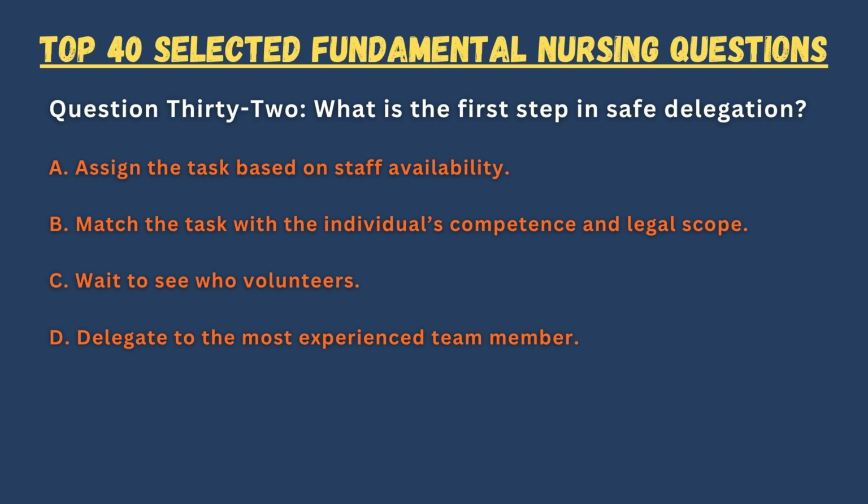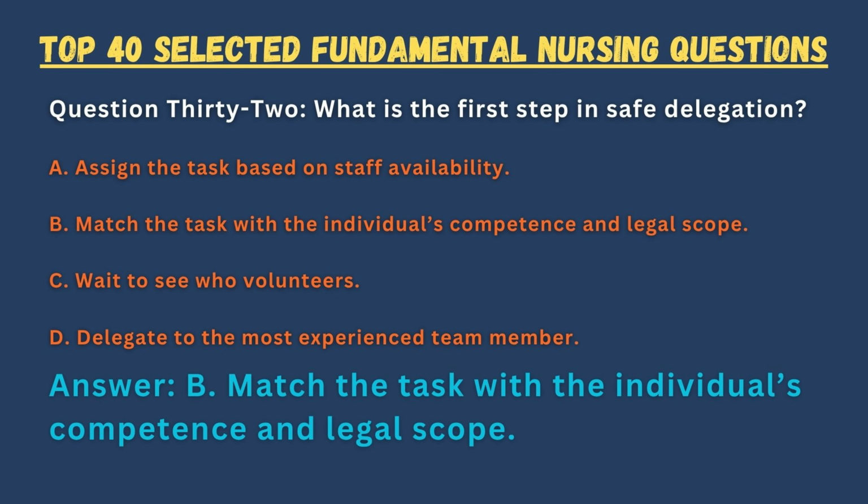Question 32. What is the first step in safe delegation? A. Assign the task based on staff availability. B. Match the task with the individual's competence and legal scope. C. Wait to see who volunteers. D. Delegate to the most experienced team member. Answer: B. Match the task with the individual's competence and legal scope.